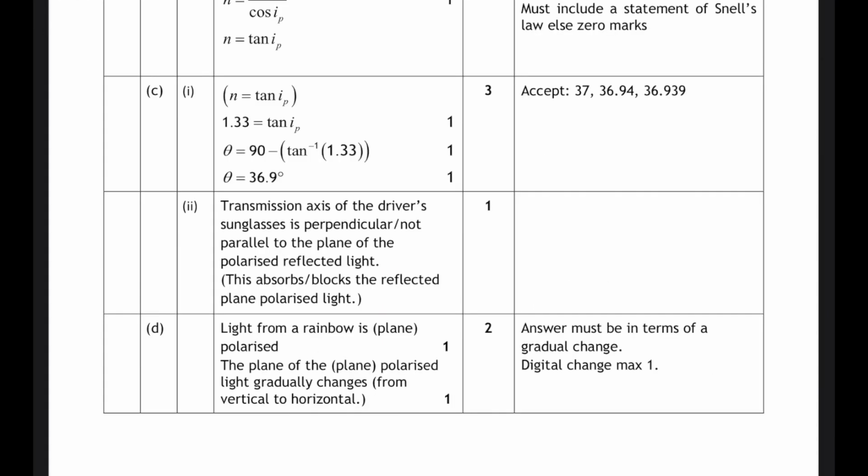Let's have a look at the marking instructions. There's part D there. Light from the rainbow is plane polarised, but the plane of polarisation gradually changes from vertical to horizontal as you move up the arc of the rainbow.